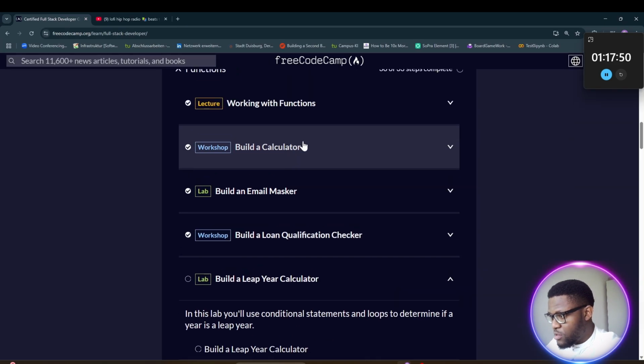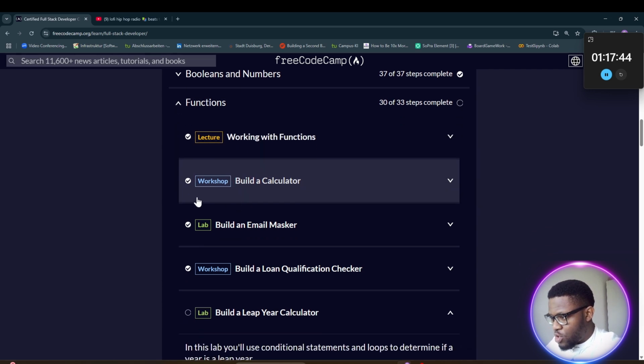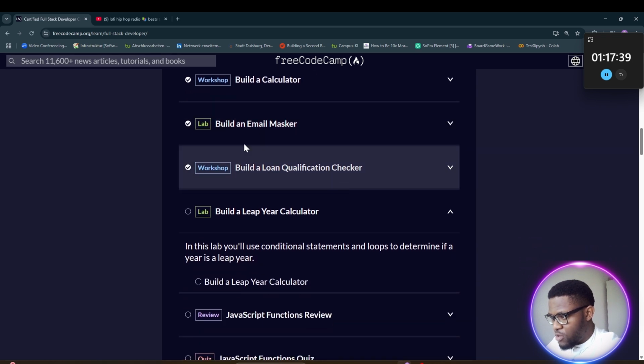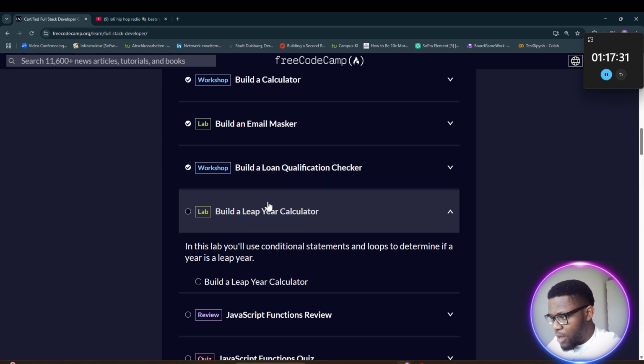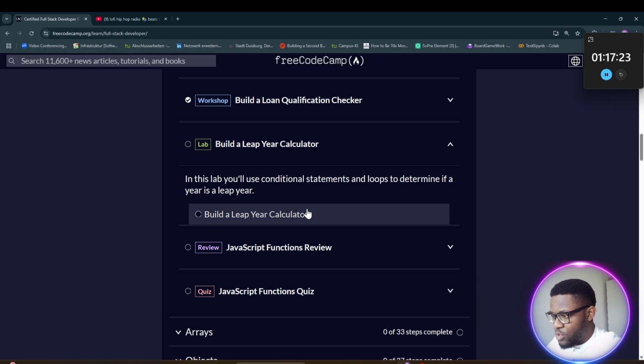Yeah, so on my journey on functions, I've already done the lecture, the workshop, build a calculator, build an email masker, build a loan qualification checker, and the last lab will be to build a leap year calculator.